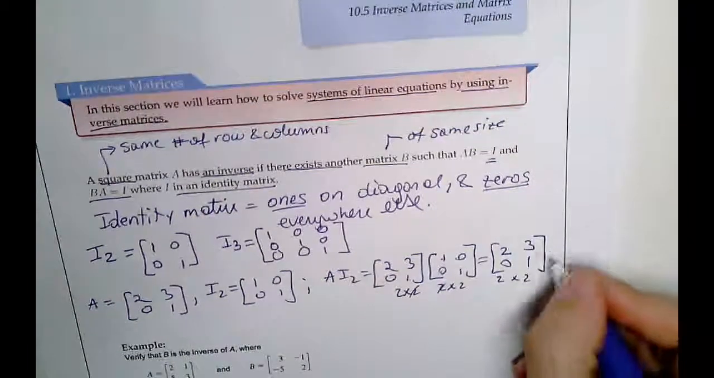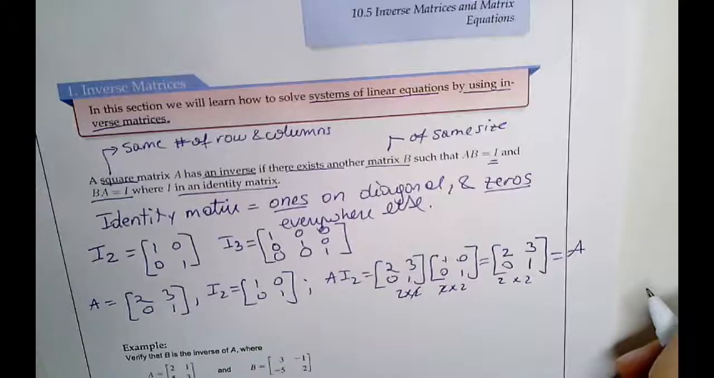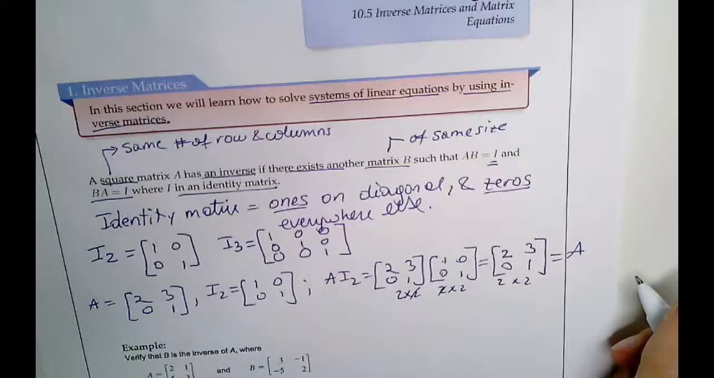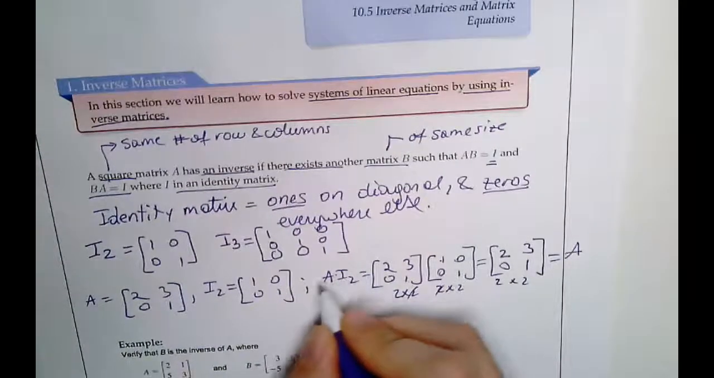So what do you notice? What did I get out? I got out A. So the identity matrix plays the role of 1 for real numbers. If I have 2 times 1, that's 2. If I have x times 1, that's x. So multiplying by the identity matrix does not do anything to the matrix.